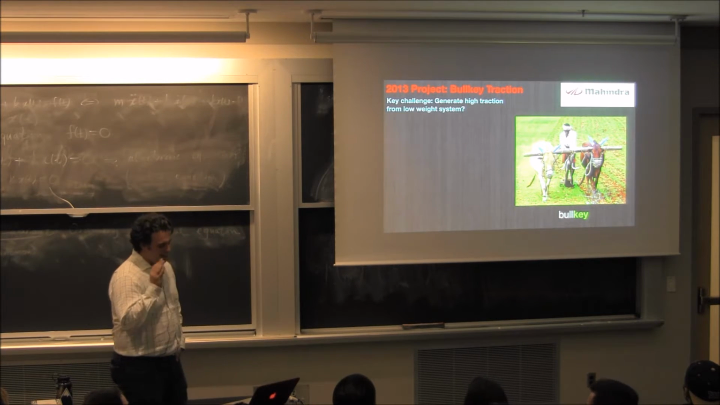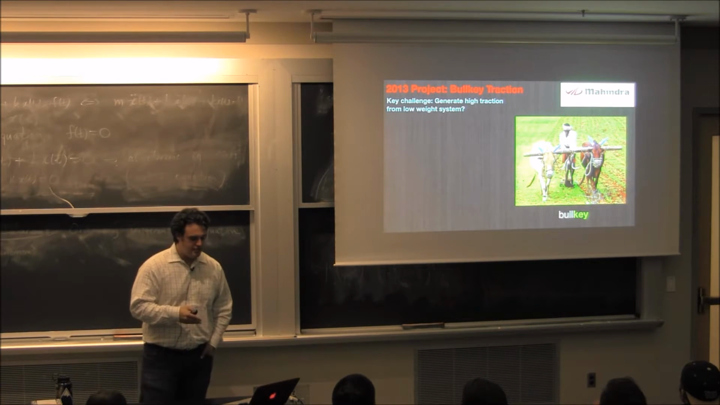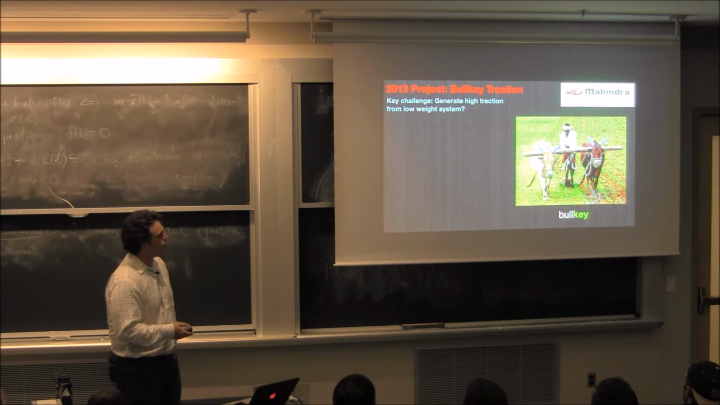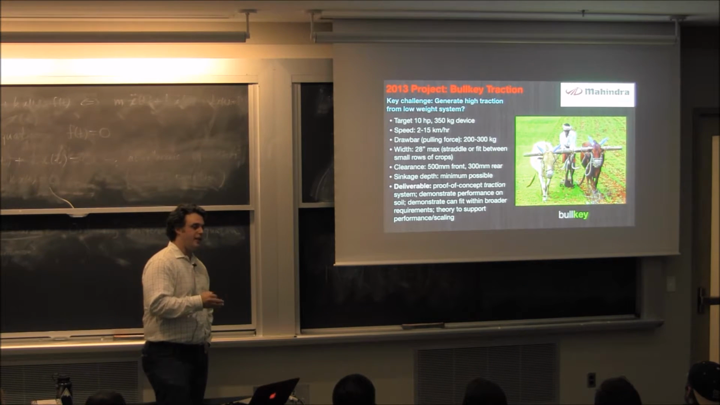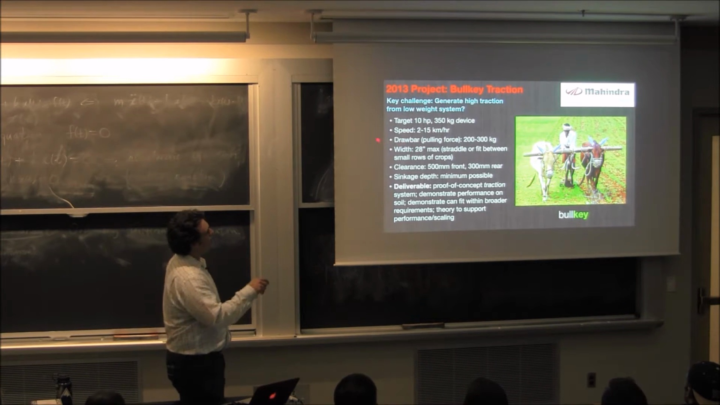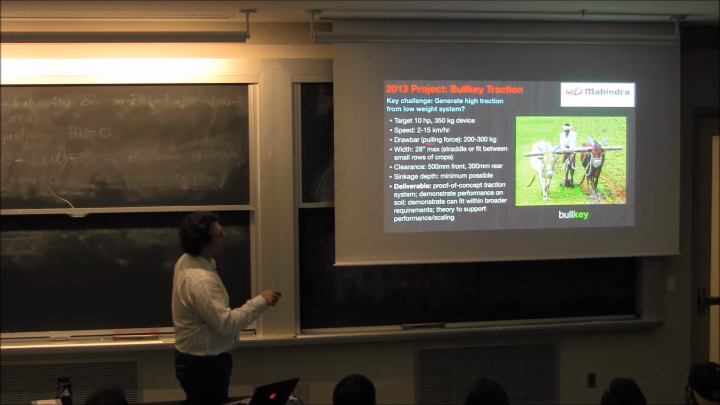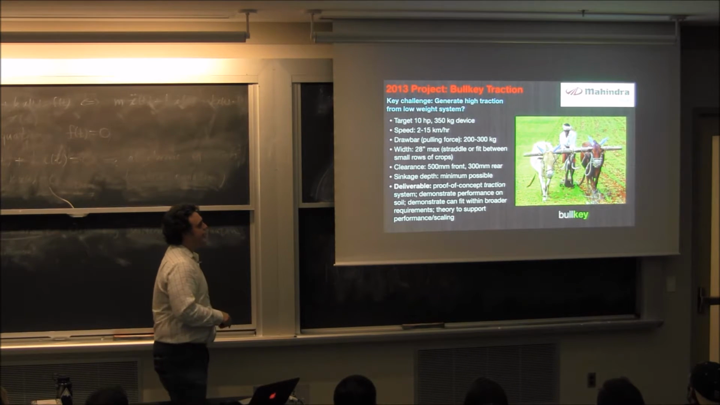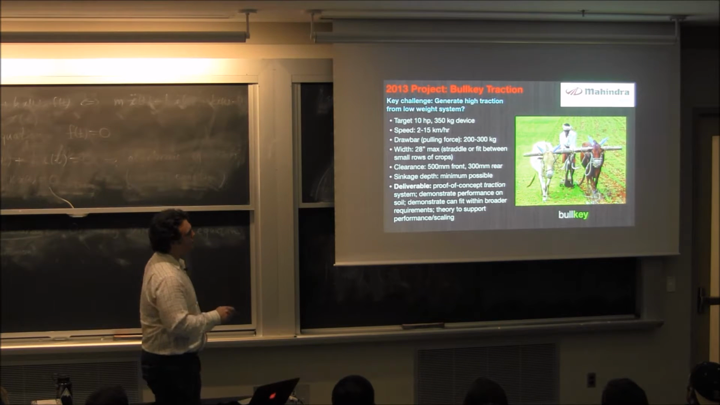So anyway, when Mahindra started this project with us, they gave us a bunch of design requirements that they had spec'd out for this new device, right? How much horsepower, how much speed, how much pulling force that they think it could generate given its weight, and then a bunch of other factors that had to be met. And they were really concerned about the traction system. They were concerned that with a tractor this light, could they generate this much traction force, right?